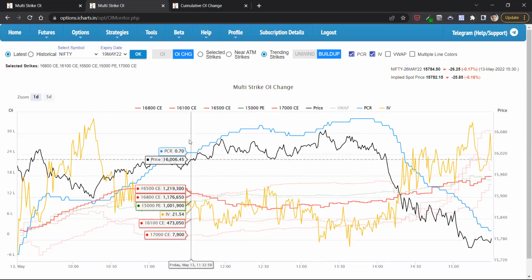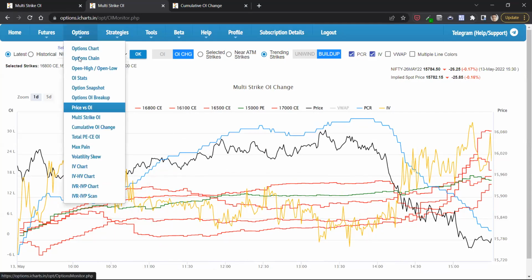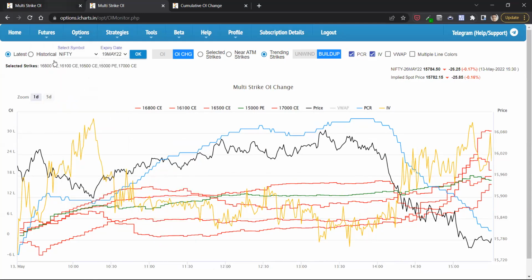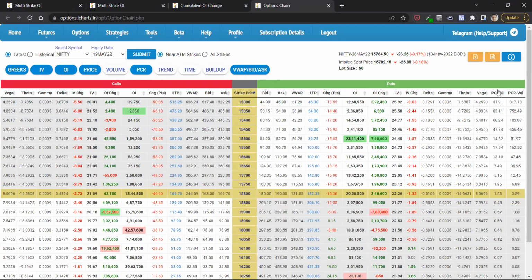Now, if you want individual PCRs, then you can use strike PCR. You can go to price versus OI for a particular strike. If you just want the numbers, you can even go to option chain. Option chain also will give you that. You can enable PCR here, so it will give you the PCR OI, which are the PCRs of this particular strike.